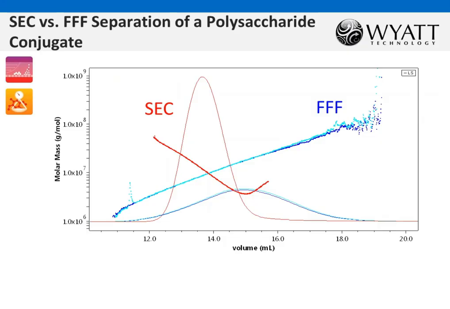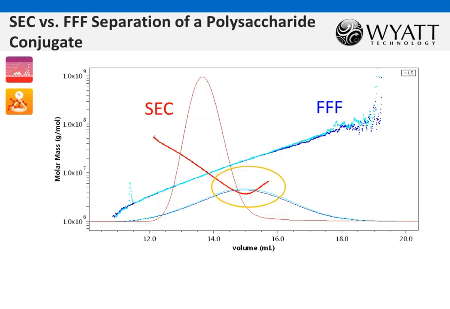A comparison of the molar mass distribution of a polypeptide conjugate from both SEC and FFF is presented here. The molar mass in this molecule varies from 1 million Dalton to over 100 million Dalton. And we can see in the SEC chromatogram in red that the molar mass is decreasing with elution volume as expected, but increasing at the tail region.